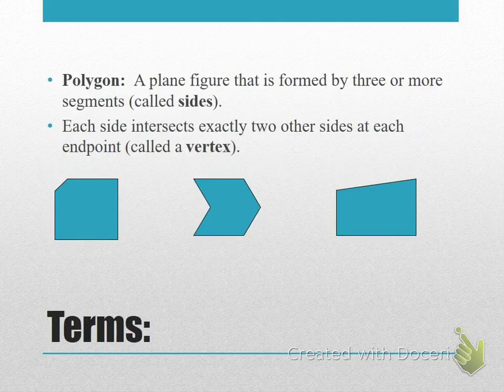All right, first our definitions. Polygon is a plane figure. Plane figure meaning like two-dimensional, flat. Plane figure that is formed by three or more segments called sides. Each side intersects exactly two other sides at each endpoint called a vertex.